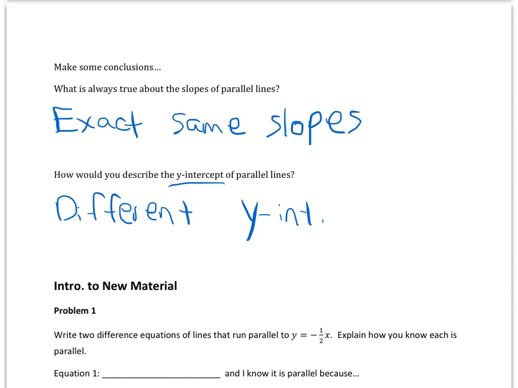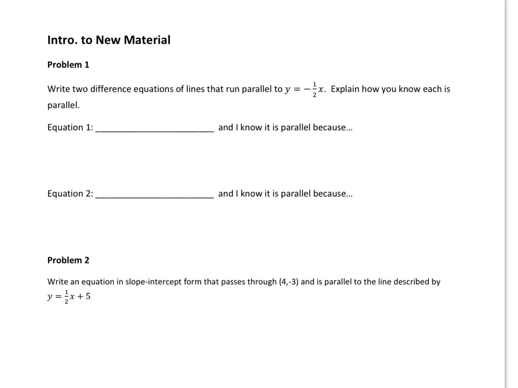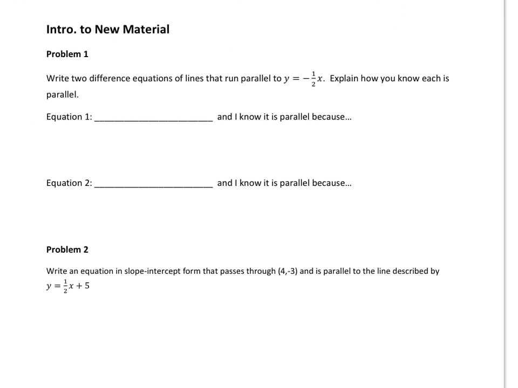All right, now we're going to use these two things right here as key points. Parallel lines have the exact same slopes, and let's even call those rules. That's rule number 1. They have the exact same slopes, but different y-intercepts. Now we can use those rules to help us out with these problems. Problem number 1 says write 2 different equations of lines that run parallel to the equation y equals negative 1/2 x. Explain how you know each is parallel.